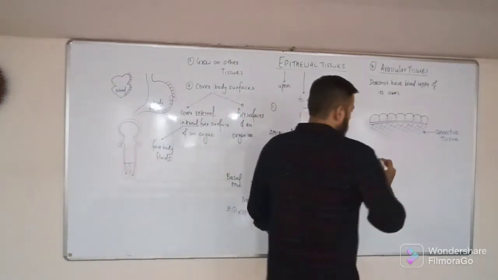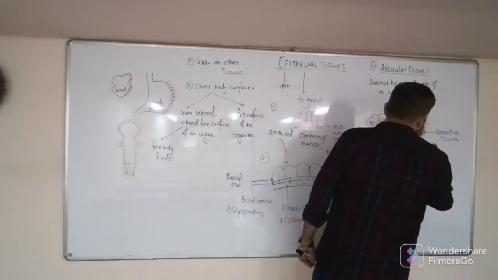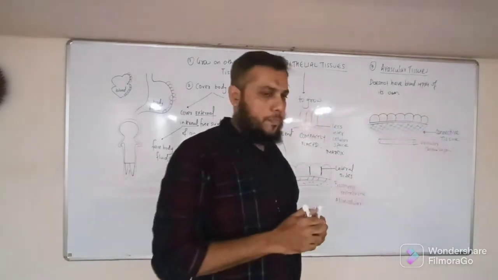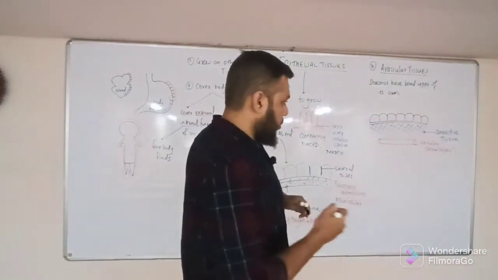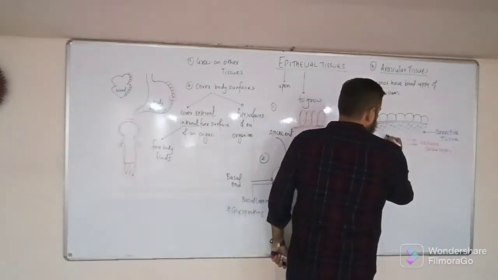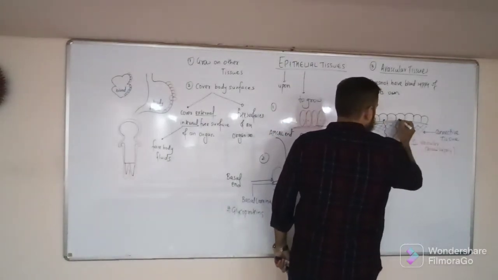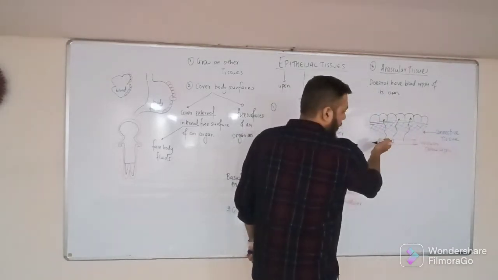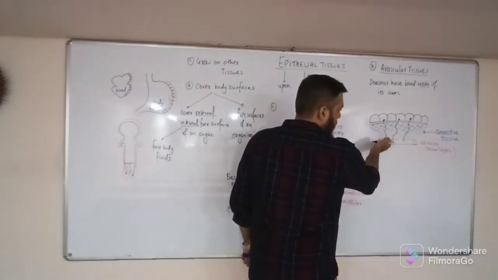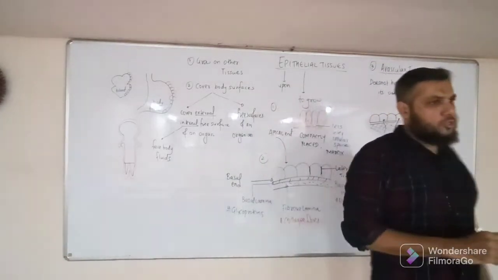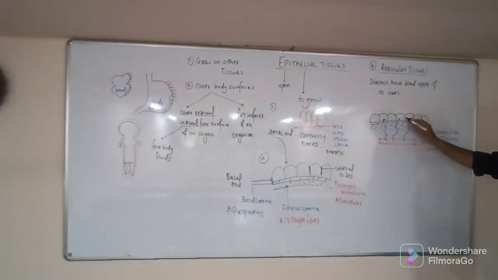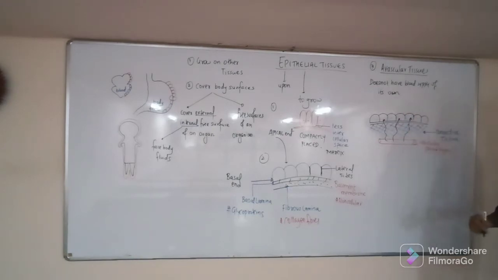Now this connective tissue is vascular, meaning it has its own blood supply. So the epithelial tissues receive their nourishment, water, glucose, food, from the underlying connective tissues, where the nutrients flow by diffusion, that is, from the areas of higher concentration to the areas of lower concentration.